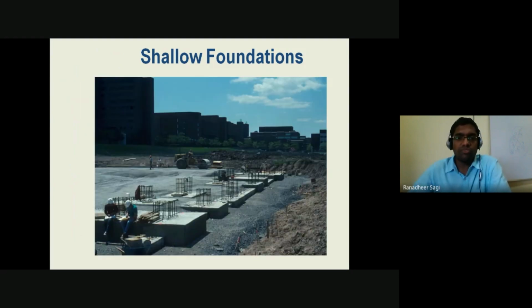In this image, if you look closely, you have different types of shallow foundations. This one and this one are what we call isolated footings. This foundation on which the people are sitting, we call a combined footing. What we have here is what we call a strap footing. So we have different types of shallow foundations that one generally comes across according to the requirement.